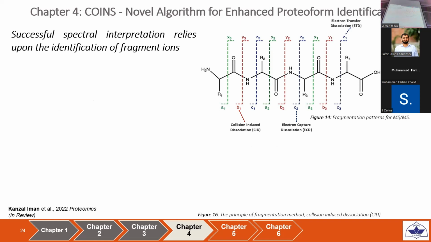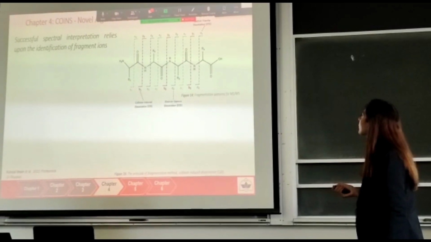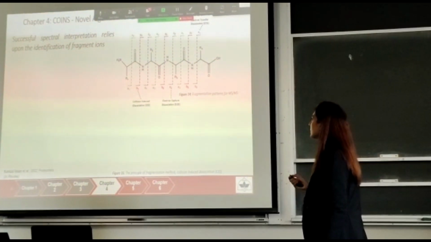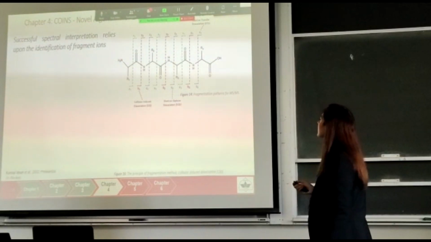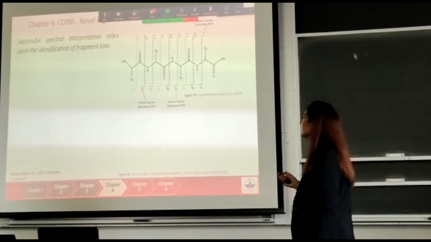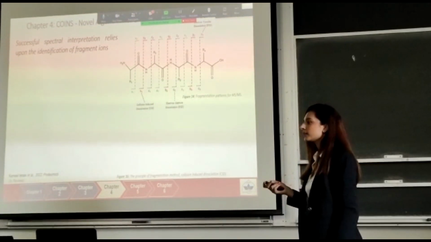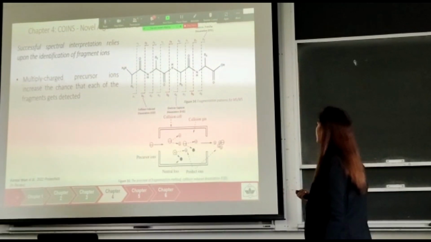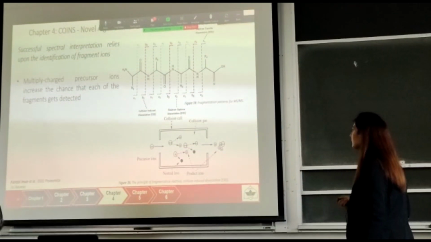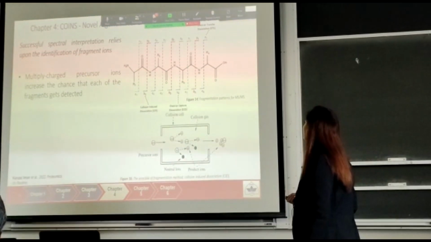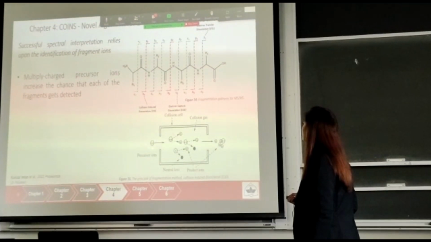The successful spectral interpretation relies upon the identification of fragment ions. What are these fragment ions? Within mass spec, the proteins are fragmented, and as a result of each fragmentation event, two product ions are formed. TDP has multiply charged precursor ions, which have been generated through soft ionization methods, and the addition of these multiple charges increases the chance for each of the fragments to get detected.